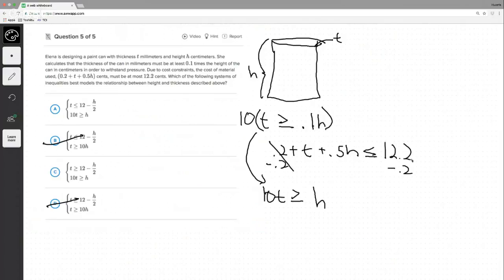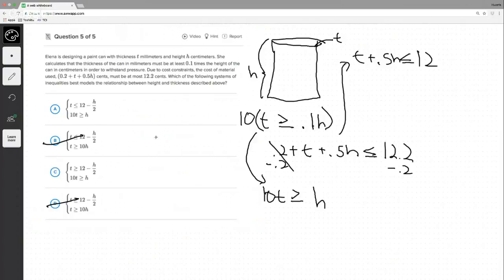So first, I'm just going to start by subtracting 0.2 from both sides, and we'll deal with the rest later. This becomes, I'm going to go up here, okay? Now we've got t plus 0.5h is less than or equal to 12. Now we're looking pretty good because now we got a 12. The other thing is they've isolated t, so let's isolate t, just to match it up.